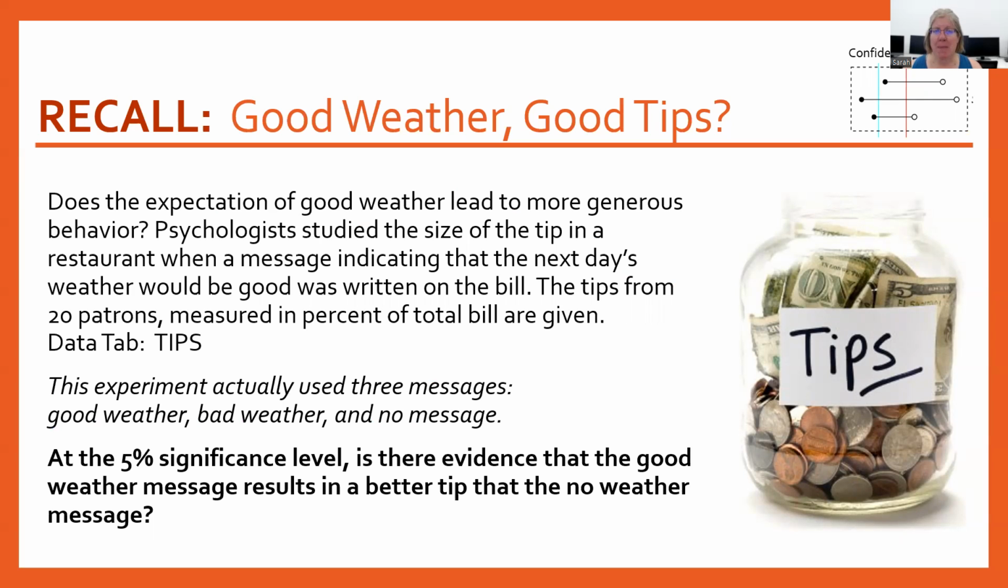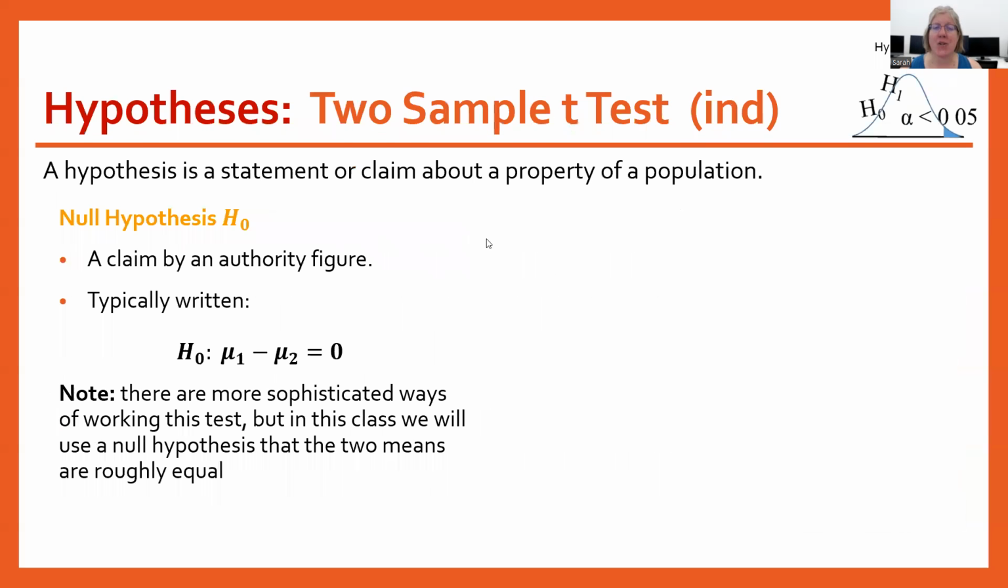So a question you might be interested in, if you were a waiter or waitress or in a tipped position, is, at the 5% significance level, is there evidence that the good weather message results in a better tip than the no weather message does? So this is a great question. And to do that, we need to do something like a two-sample t-test. So a two-sample t-test is where you have two independent groups. So we have the group that got the good weather message, and we have a totally separate group that got no message on their bill.